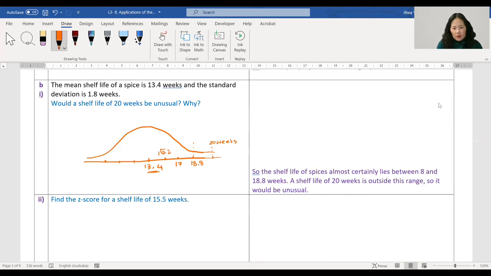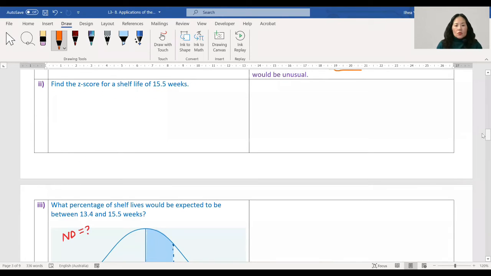And then it goes all the way to 8. Okay, so 20 weeks is outside of that 99.7% already. Therefore, it's unusual. Okay, so how are we going to write that? This is just the example of what the textbook says. It says that the shelf life of a spice almost certainly lies between 8 and 18.8 weeks. Most of it is here. Okay, just normal basic stuff. But 20 weeks is outside of this range, which is 8 to 18.8. So it will be unusual.